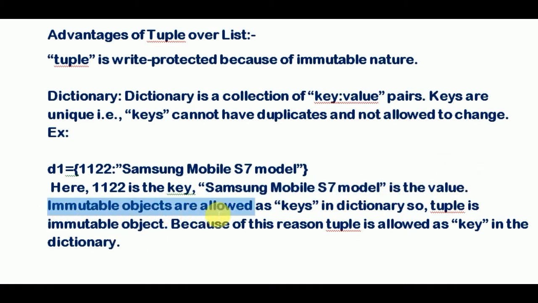Immutable objects are allowed as keys in a dictionary. A tuple is an immutable object. It means in the dictionary the key belongs to the immutable objects. That object cannot be changed, it means the key cannot be changed. It contains the unique value. Because of this reason, a tuple is allowed as a key in the dictionary.